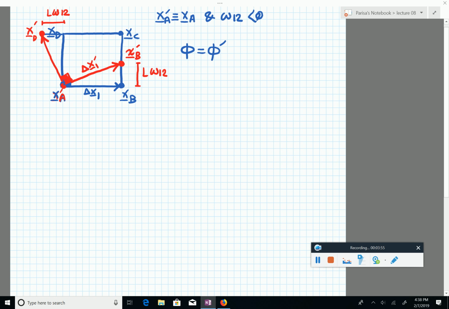So this length is L, so is this one. It's not very beautiful. But if it helps you, this is the vector delta x1, and this is the vector delta x2, right? So now draw the deformed configuration, just the two vectors.